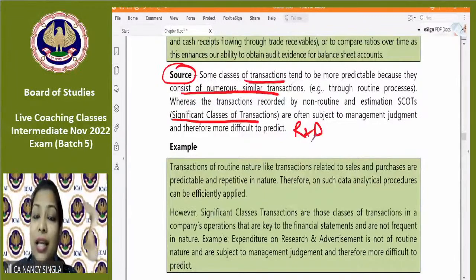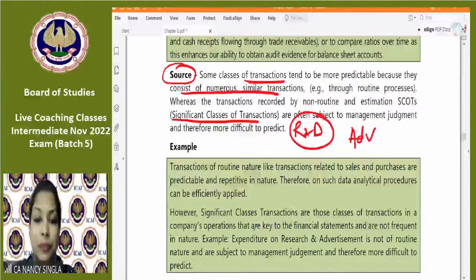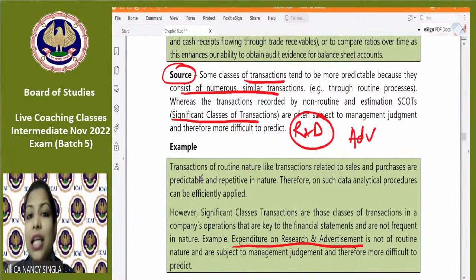You cannot say that last year the research and development expense was this much, this year the expense should be this much. Because R&D is a significant class of transaction. This is not a recurring transaction. This is not a recurring expenditure. Advertisement expenditure. So in case of such, the auditor will have to check in detail. How will you apply analytical procedures here? Yes, with respect to routine transactions like your purchases, like your sales, the analytical procedures can be applied.